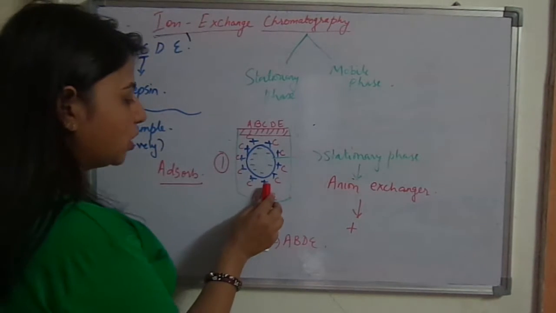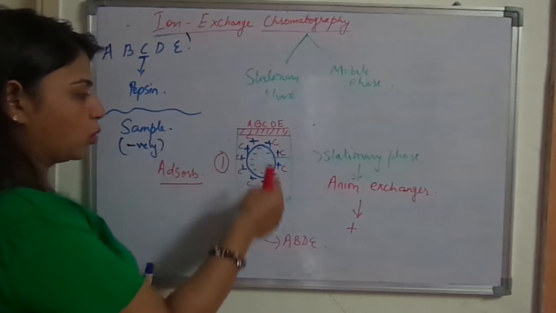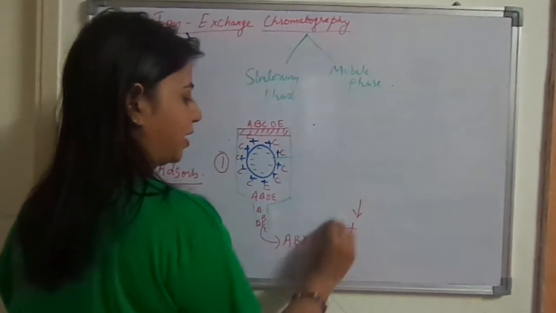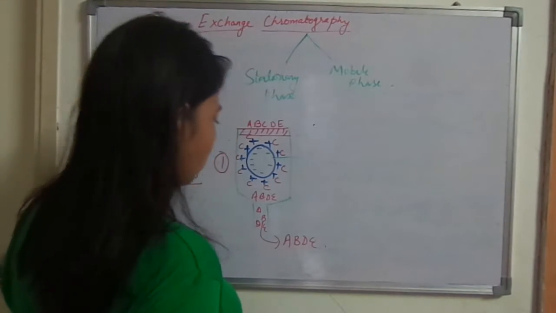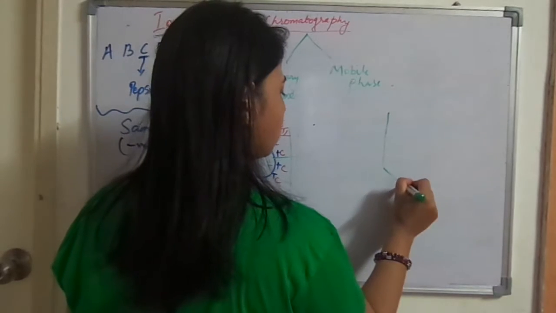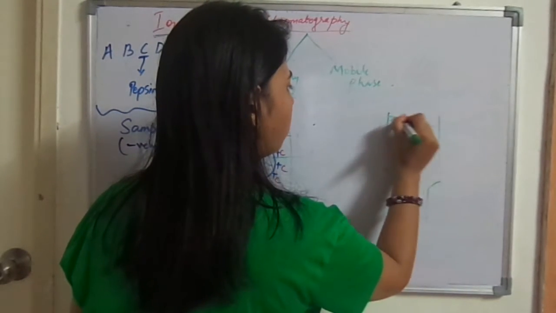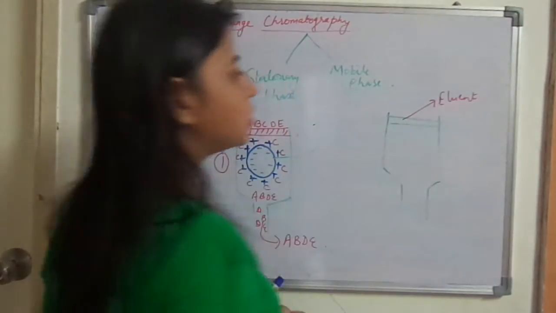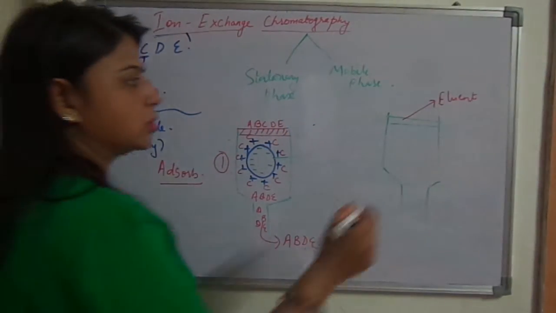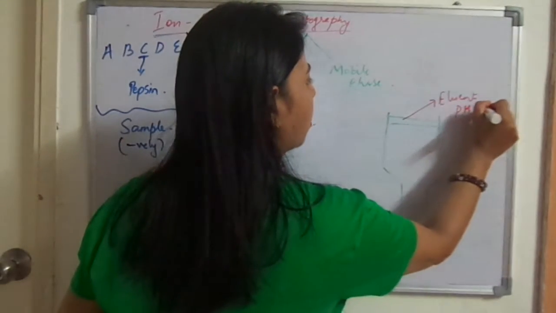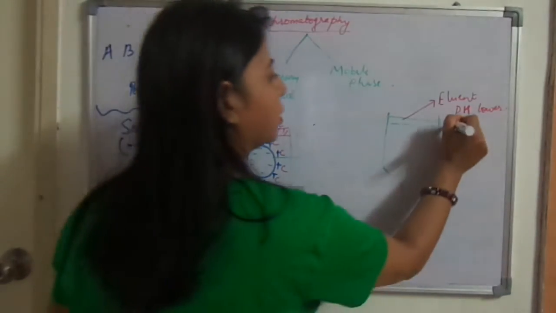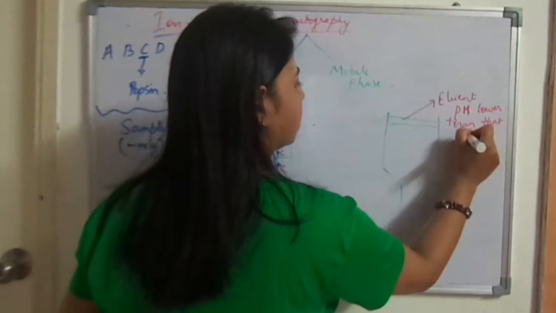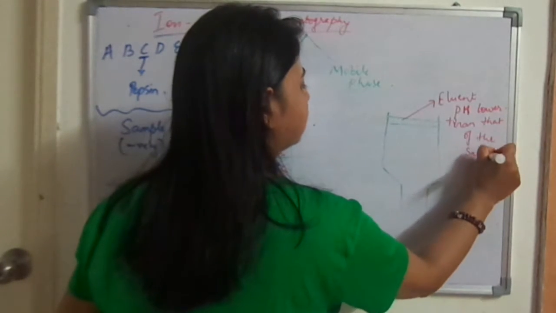Now third step, actually the thing was we had to separate this C, this pepsin, out of this mixture. So what we have to do now? The third step of anion exchange chromatography, I am drawing a column here. This was your column. You have to apply eluent over here now. Now what should the eluent be? Eluent should be a solution of pH lower than that of the sample. pH should be less than the pH of the sample.